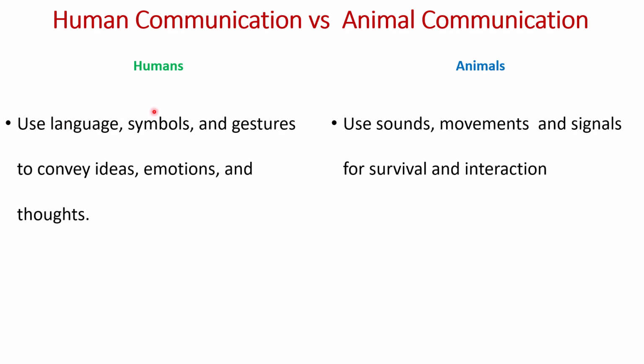So let's see human communication features. Here, human communication is symbolic in nature. It means it uses symbols, mainly language, to represent ideas, objects, or feelings. Animals use sounds, movements, and signals for their survival and interaction.